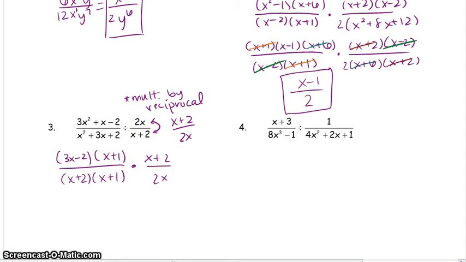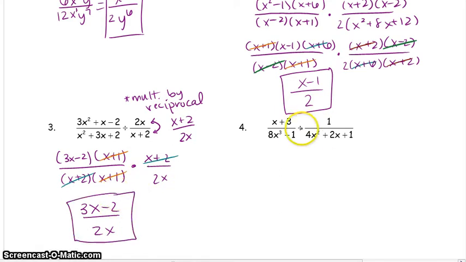So now our whole thing is reduced as much as we can, so let's see what we can simplify. We have an x plus 1 here, x plus 1 there, and we have an x plus 2 and an x plus 2. So then, looking at what we have left, we just have a 3x minus 2 over 2x. And this is our final answer. Then this one, same thing, multiply by the reciprocal. That means we're flipping this.